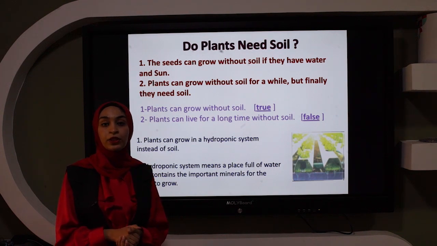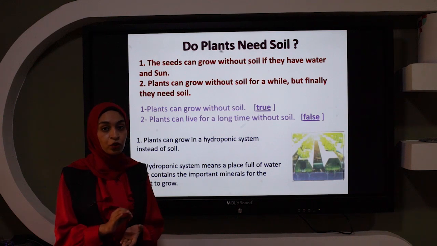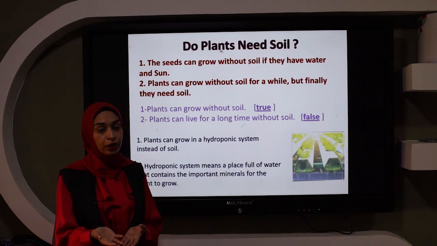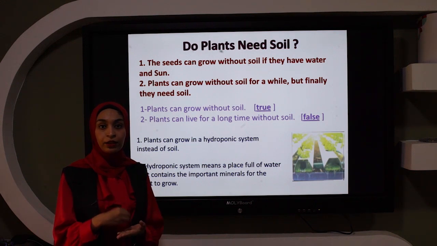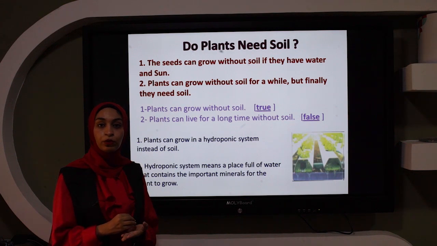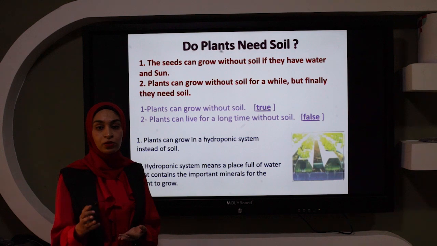So we can say that the soil is not a basic need in the first days. But after many days, after a long time, the plant must find a soil or a replacement for it which is full of water and mineral salt to complete its growth.